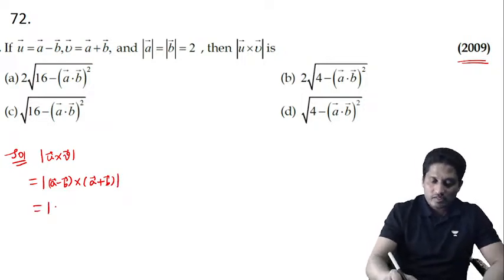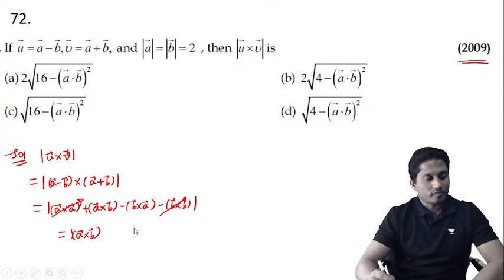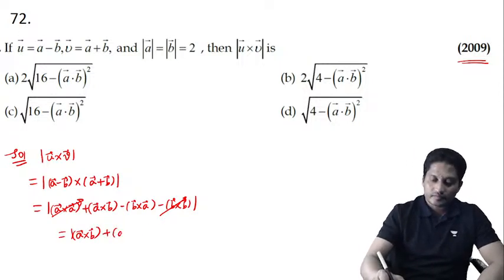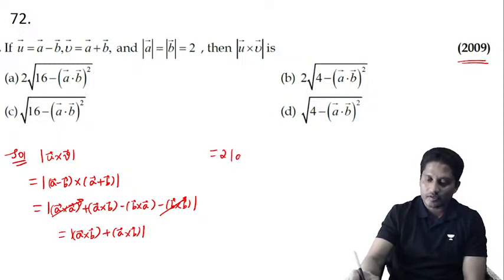Okay, so this is a cross a plus a cross b, minus b cross a, minus b cross b. Okay, b cross b is 0, a cross a is 0. This will be a cross b, right? Minus of b cross a is a cross b. A cross b plus a cross b is 2 times a cross b. So this is 2 times modulus of a cross b.